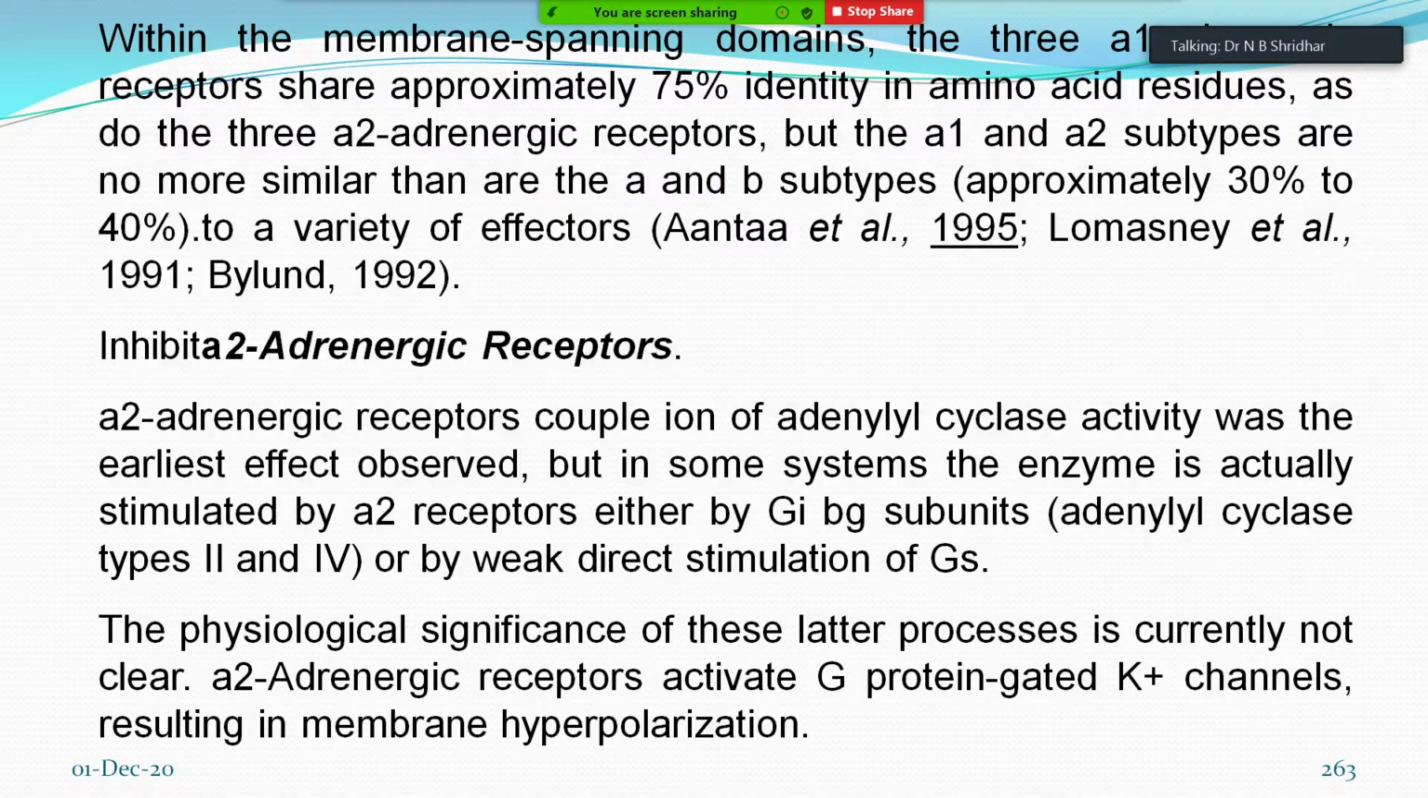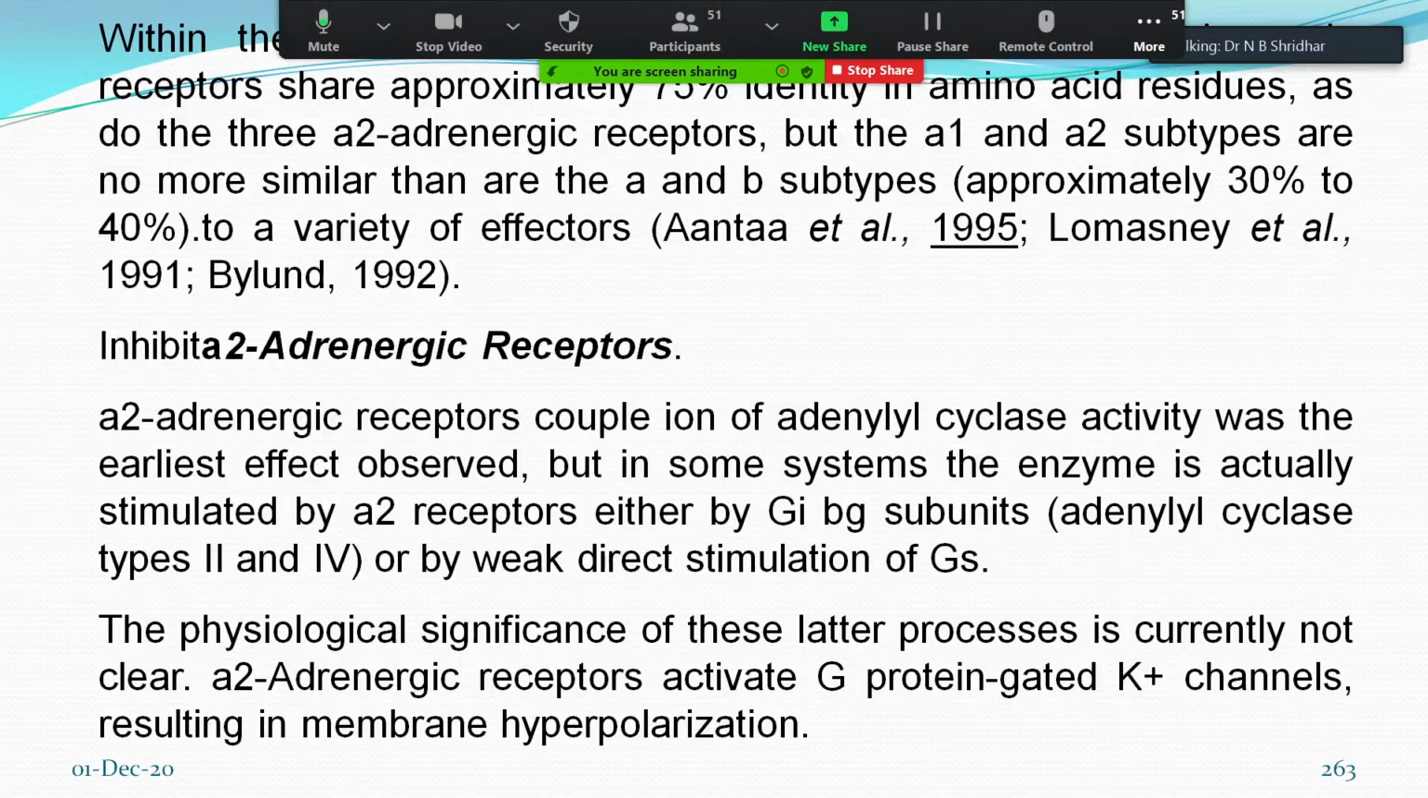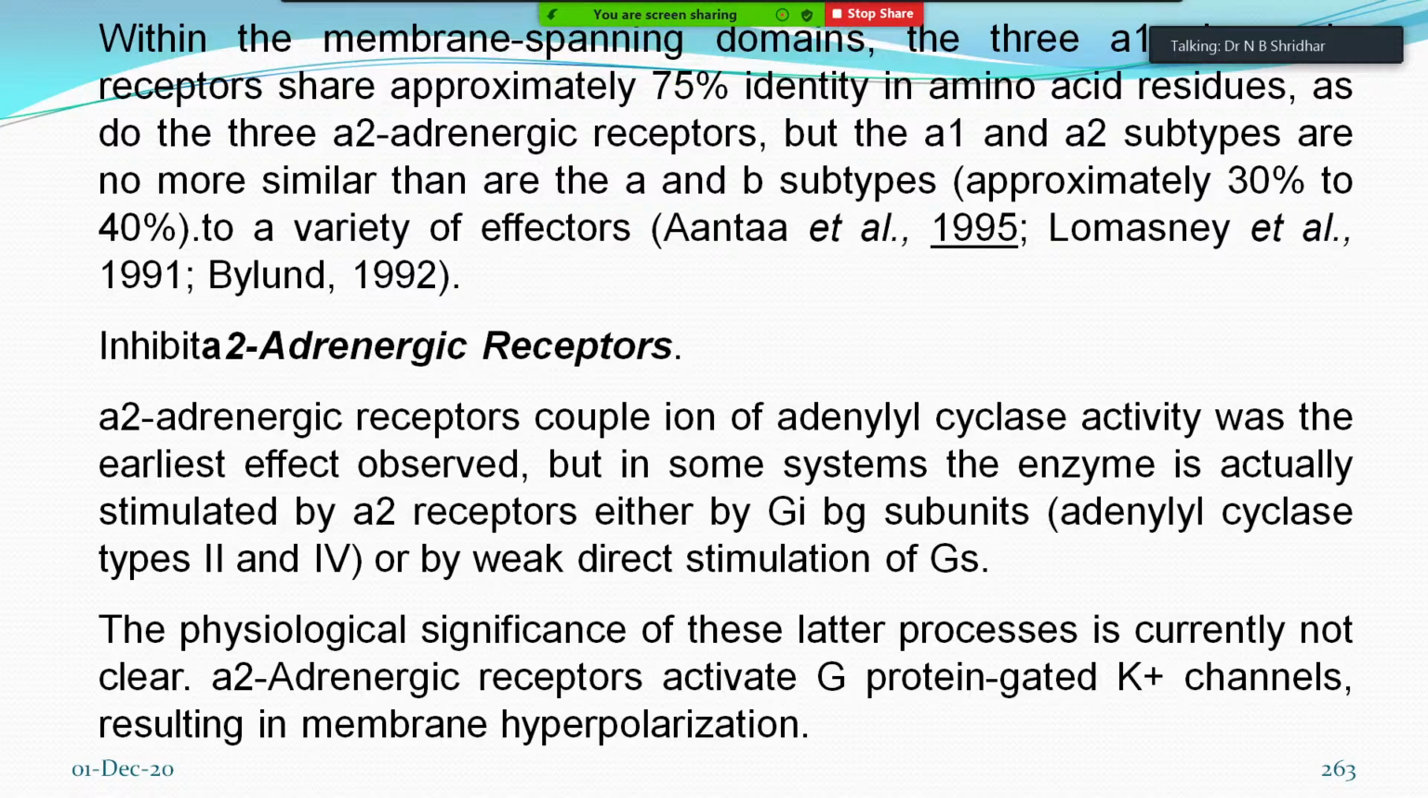What happens? The alpha-adrenergic receptor coupled to adenylyl cyclase inhibition was the earliest effect observed, but in some systems, adenylyl cyclase activity is actually stimulated by alpha-2 receptors, either by G inhibitory beta-gamma subunits or by weak direct actions on the G stimulatory proteins. And the physiological significance of these later processes is currently not clear. Of course, the alpha-2 adrenergic receptors activate G protein gated potassium channels, resulting in membrane hyperpolarization.